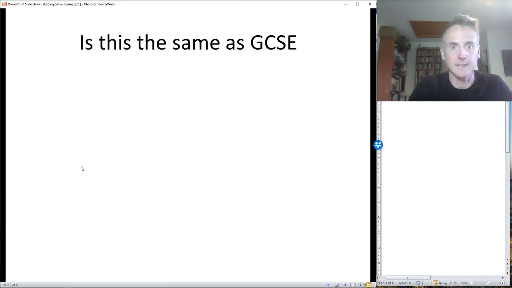So that's what we're going to do today, is make sure that we know the difference between random sampling and a transect. Is this the same as GCSE? Yes, it couldn't be more straightforward. People never learn it though.